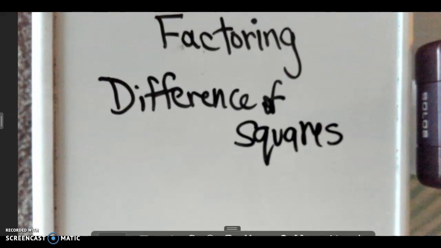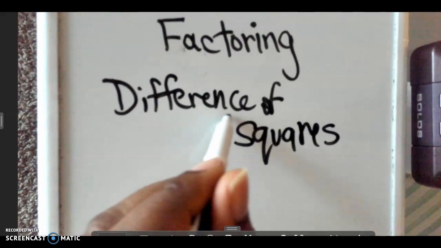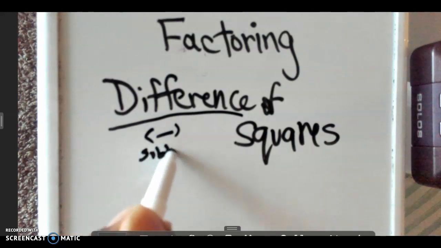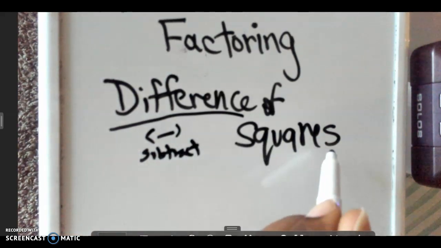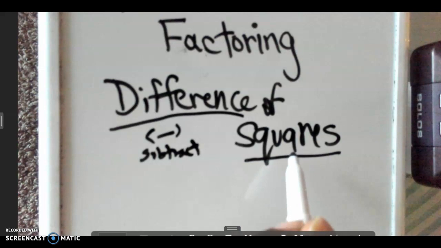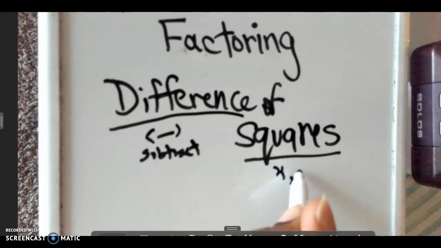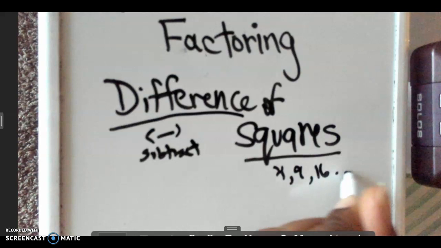So just as a quick reminder, remember difference in mathematics we use for subtraction. And squares are numbers that can be evenly square rooted. So like 4, 9, 16, and so on.